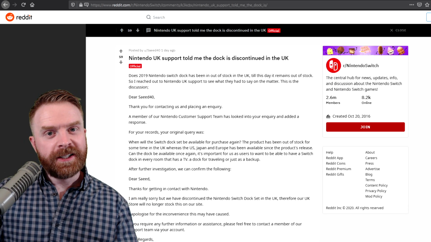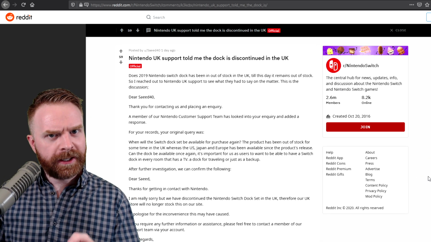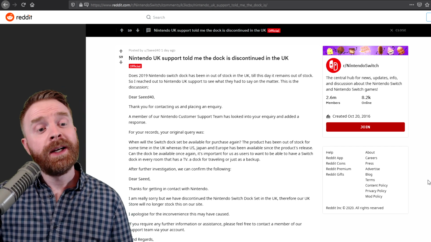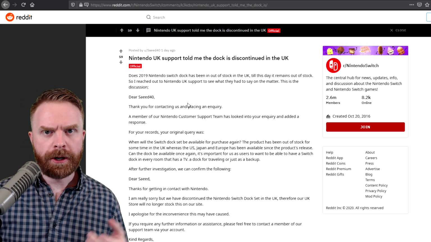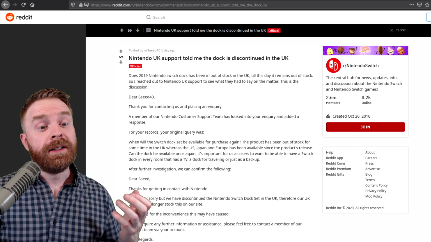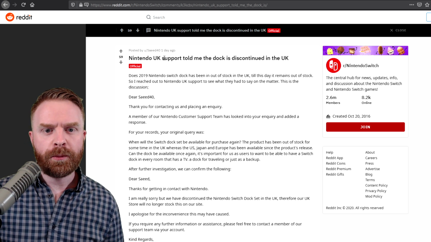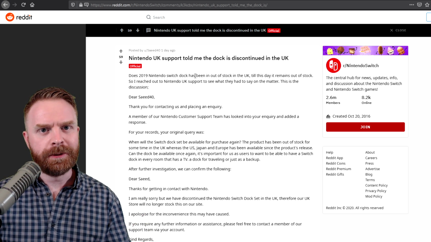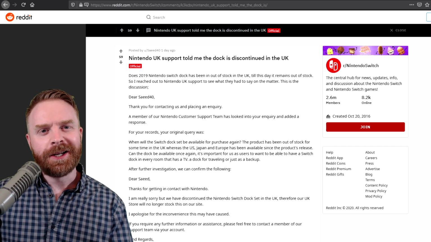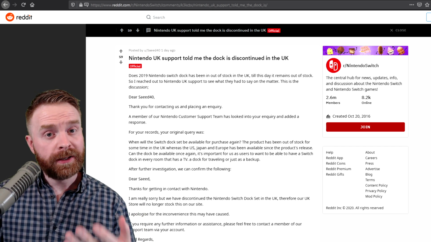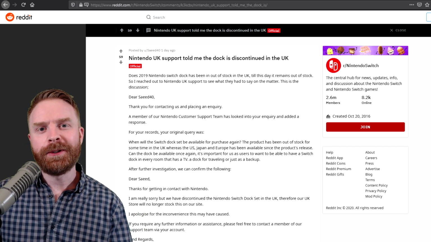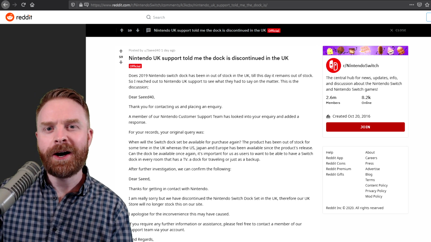Next up in the news, the Nintendo Switch dock looks like it may be at end of life. There is news here, it was posted on Reddit Nintendo Switch, that Nintendo UK support told someone that the dock is discontinued. So basically, someone asked Nintendo support when the Switch dock would be available again because it has been sold out on the UK website for some time.